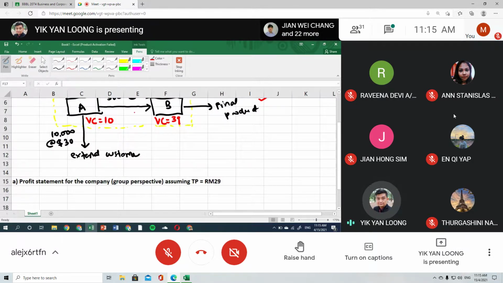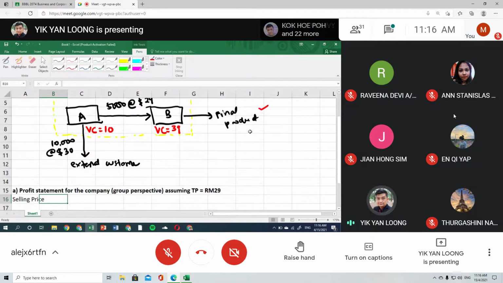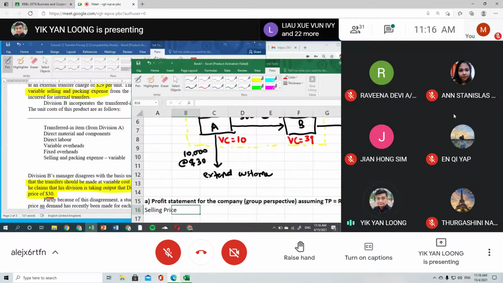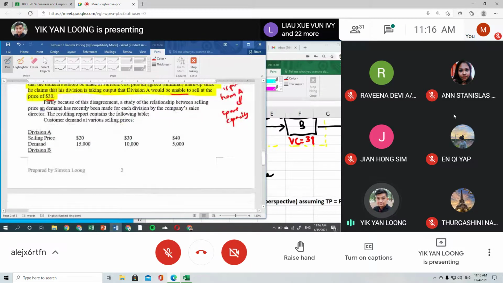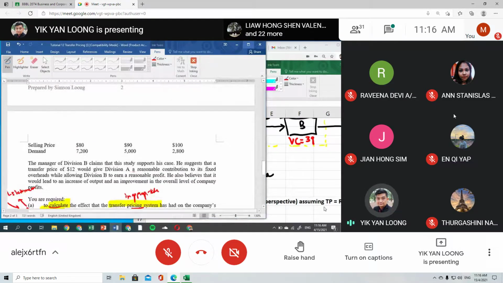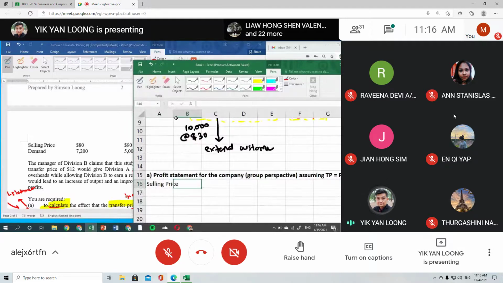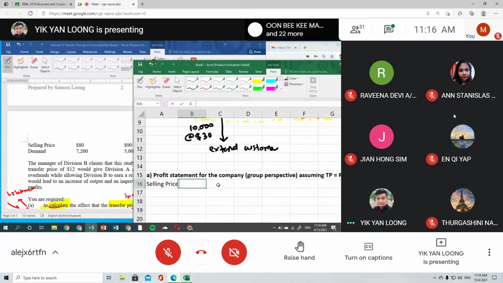So we put here selling price. Now to calculate the total profit, it will be your contributions minus your fixed cost, right? So we start with selling price. Now the selling price here refers to the final product. What is the selling price for the final product, which is actually from division B, right? So you can sell at 80, 90, and 100, right? So I need to less our variable cost.